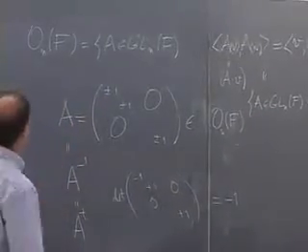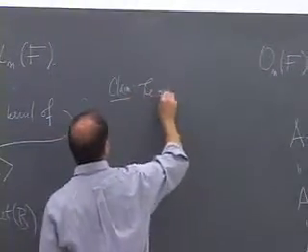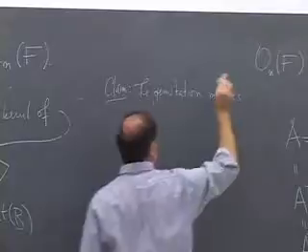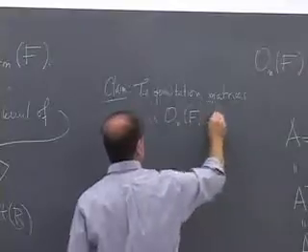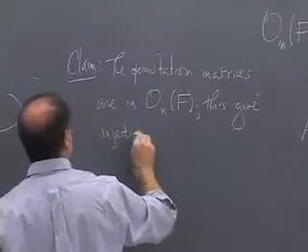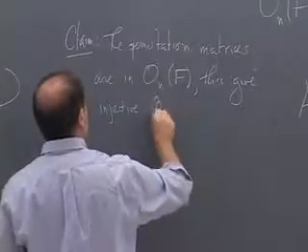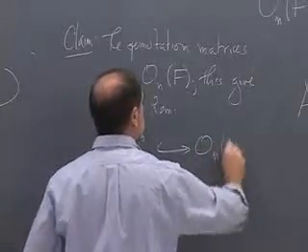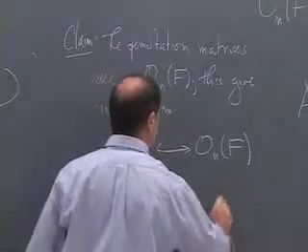What other elements are in O_n(F)? Well, I claim the permutation matrices are in O_n(F), and this gives an injective homomorphism from the symmetric group on n letters into O_n(F), no kernel, and that takes the subgroup, which is the alternating group on n letters, into SO_n(F).